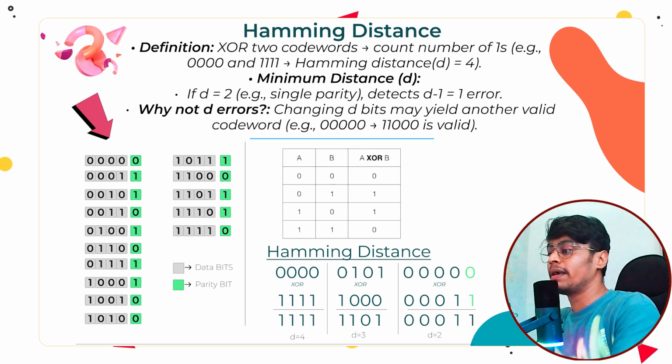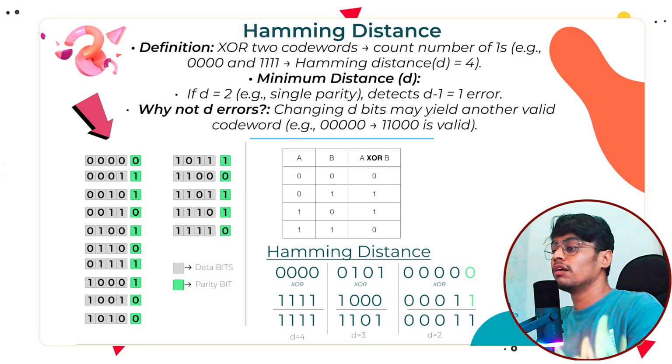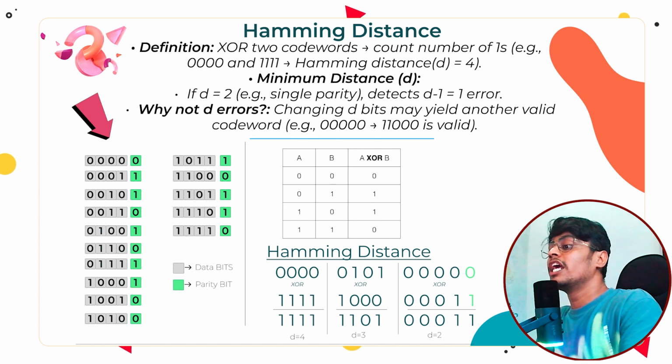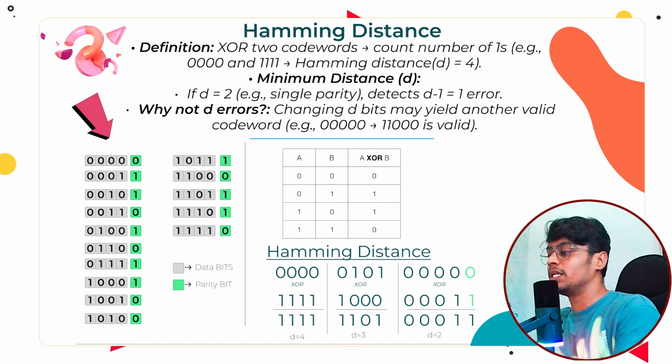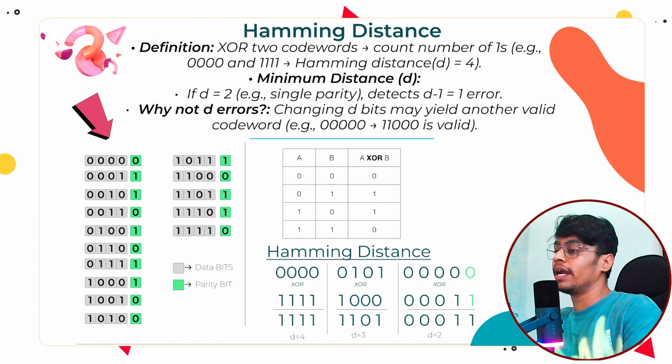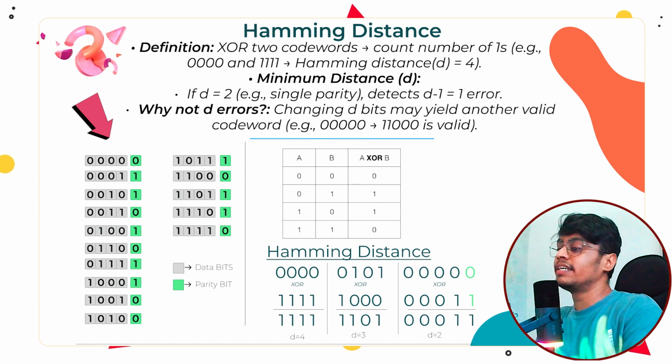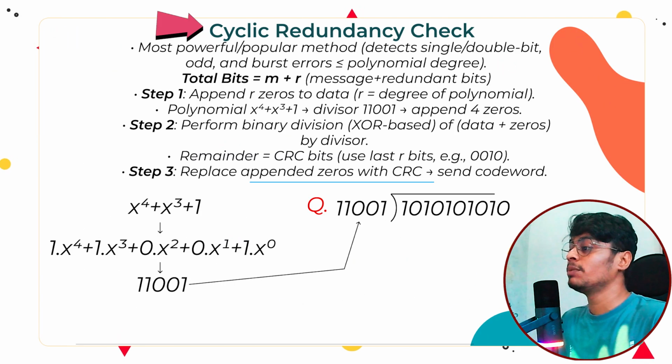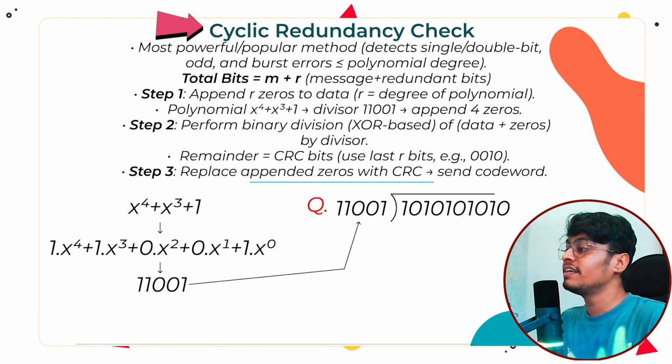Okay, many times this type of question is also asked: if I have these code words, then calculate the minimum Hamming distance, or how many bits of error it can detect. So remember a simple fundamental: calculate the minimum Hamming distance, whatever value you get, let's say d, then it can detect d minus 1 errors.